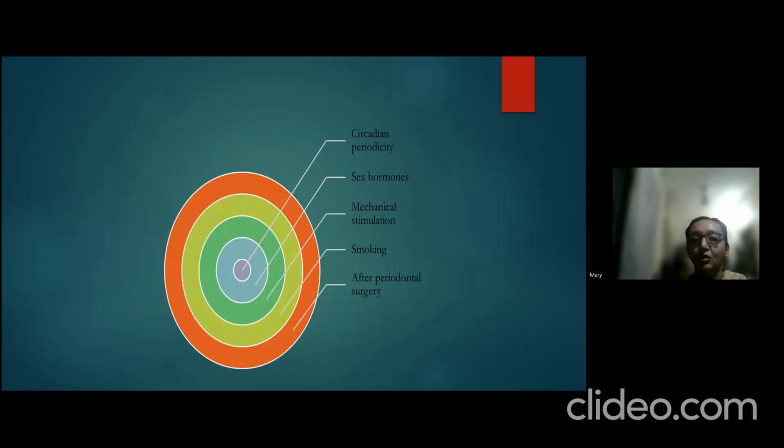And also, sex hormones contribute to an increase in GCF. This could be mainly because of increased vascularity or vascular permeability that occurs during pregnancy, ovulation, and during the intake of hormonal contraceptives. And as we have already seen, mechanical stimulation causes an increase in GCF. And also in smokers, there is usually an immediate transient increase seen in the gingival crevicular fluid content. And also, there is an increase in the GCF content after periodontal surgery, that is post-therapy.